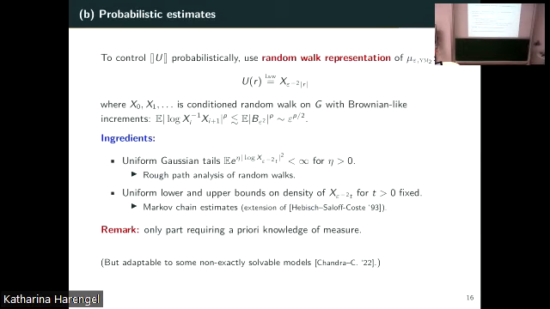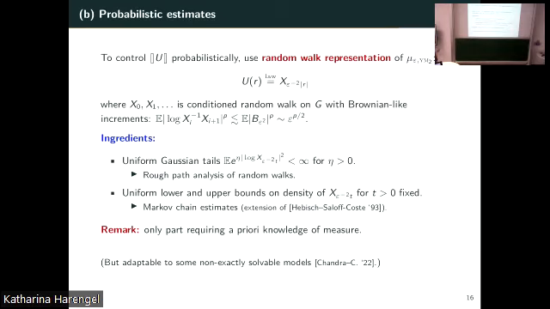And then to transfer the estimates for normal random walks to conditioned random walks, we also need uniform lower and upper bounds on the density of these random walks. And this we did essentially by Markov chain estimates, where we extended some work of Hebisch-Soloff-Kost in this direction.